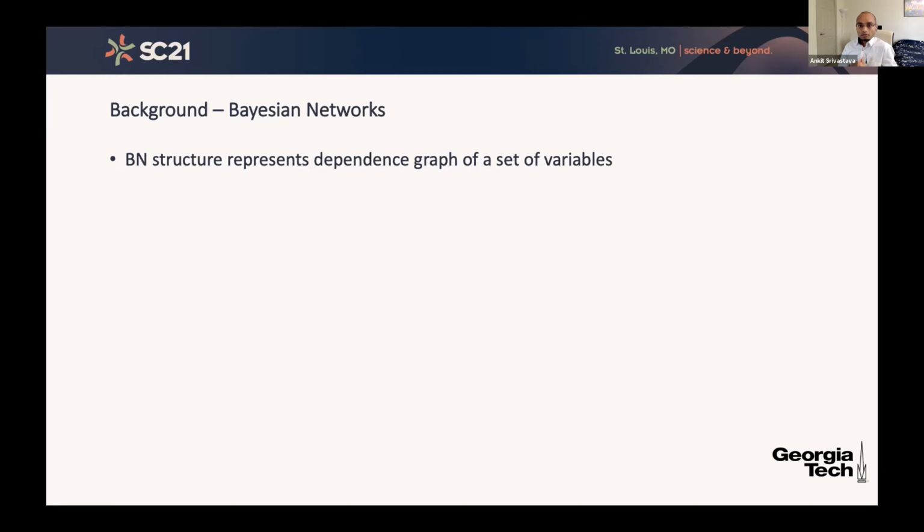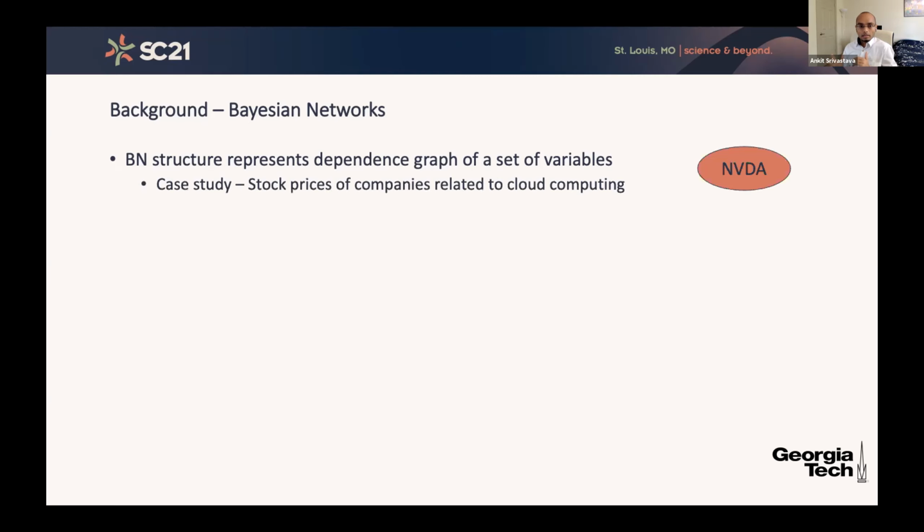So what are Bayesian networks? For the purpose of this presentation, a Bayesian network can be thought of as a dependence graph over a set of variables. Let's look at a case study: because Bayesian networks have been used to model stock prices in the past, I wanted to show this stock example about the stock prices of cloud-related companies. This is just a thought example, I'm not claiming any knowledge about these companies, but it's kind of intuitive to think about.